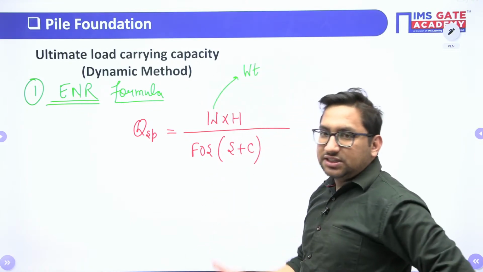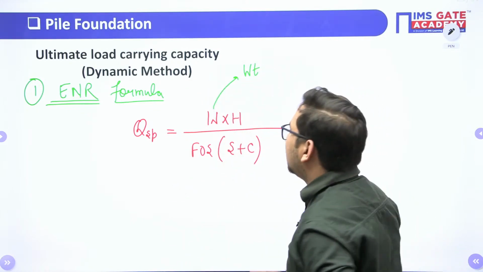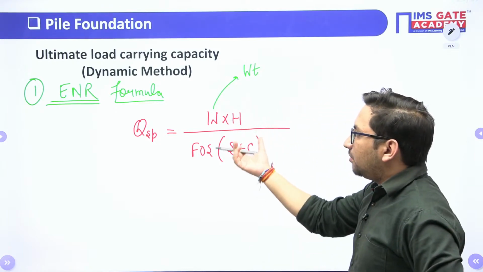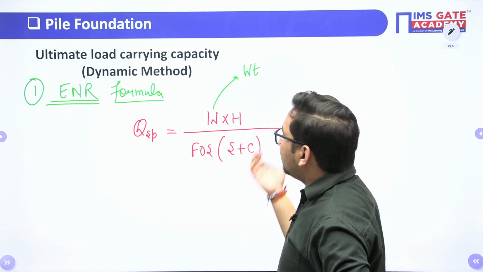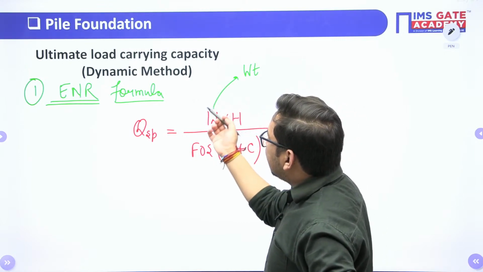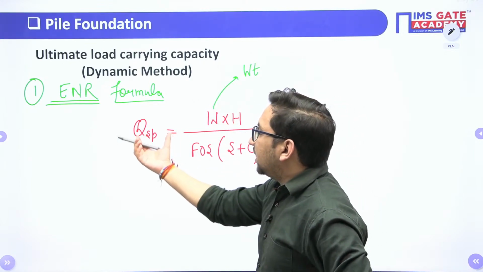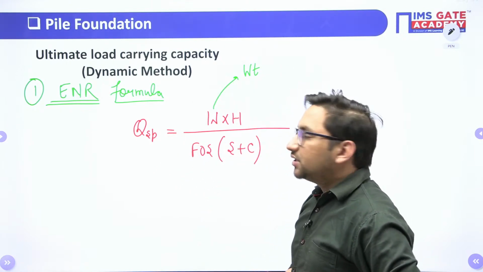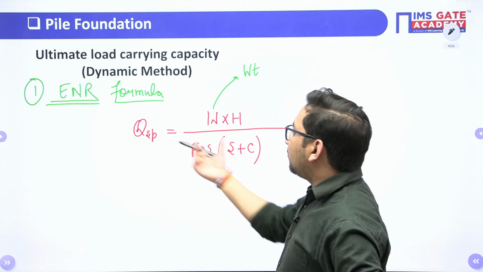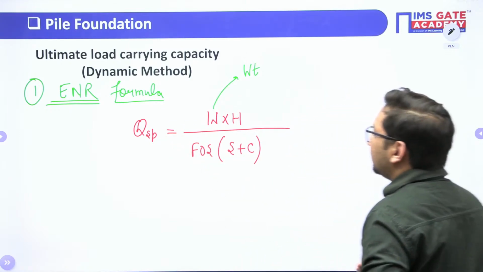In this, we apply different blows through the hammer from a particular height, and we get this particular W into H as energy. We compare this energy with the work done, that is the load carrying capacity multiplied by the settlement value. So this energy we have equated with the work done, and from that we got this relation.